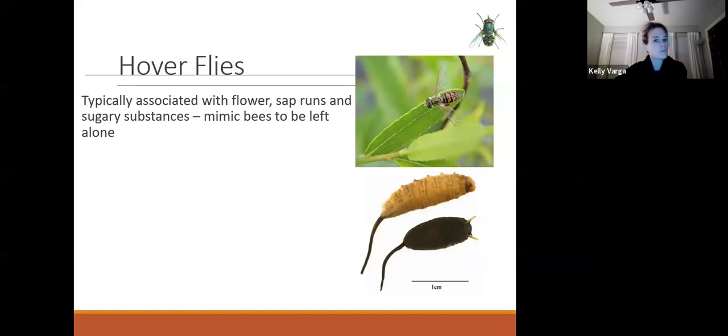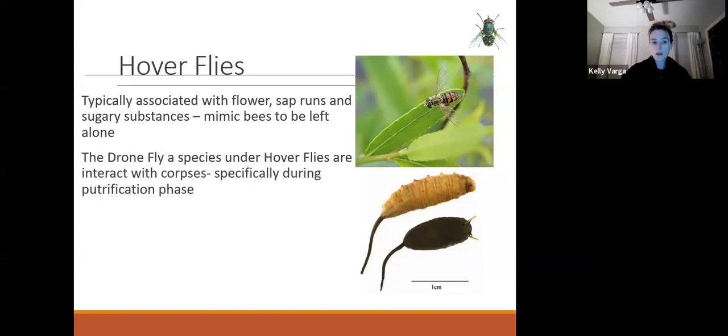Under this classification, these guys are typically going to be found in the garden. You're going to see them in their adult form. They tend to be associated with that sugary sweetness and sap that comes out of flowers in the adult stage. But what we do see is things like the drone fly, which is under our large family of hoverflies. These guys are very specific, and what they're doing is actually interacting with corpses.